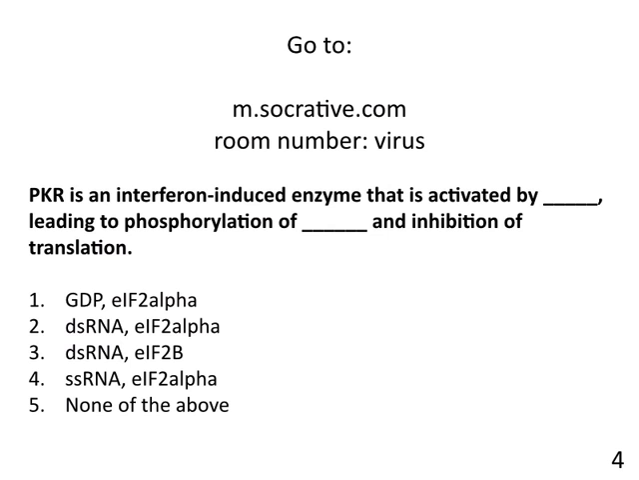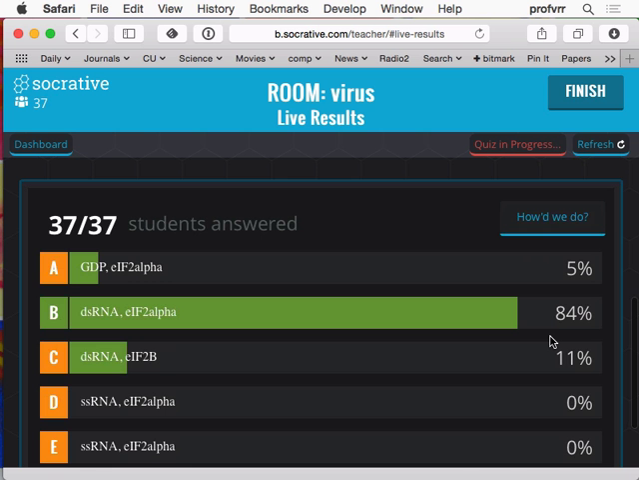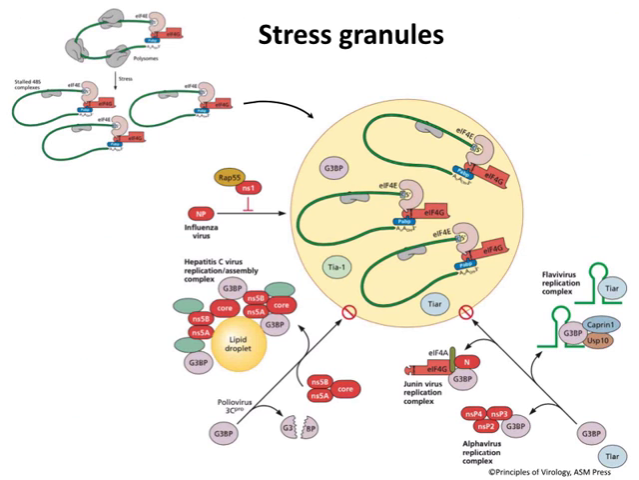PKR is an interferon-induced enzyme that is activated by something leading to phosphorylation of something else and inhibition of translation. 84% of you pick B, which is it's activated by double-stranded RNA, and of course phosphorylates EIF2 alpha, not EIF2B. EIF2B is the GTP recycling protein that binds the phosphorylated EIF2 alpha. That's not right.